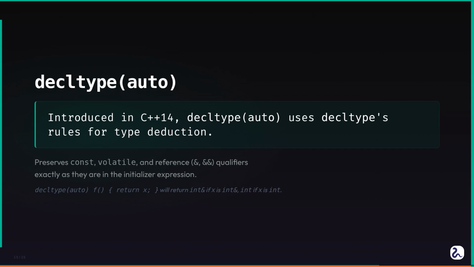When you use decltype(auto), the compiler deduces the type of the variable exactly as if you had written a decltype expression for the initializer. This means if the initializer is an int reference, the deduced type will be an int reference. If it is a const type, the deduced type will be const. It does not strip anything away. This gives you fine-grained control over type deduction, ensuring that the variable's type perfectly matches the expression it is initialized from.